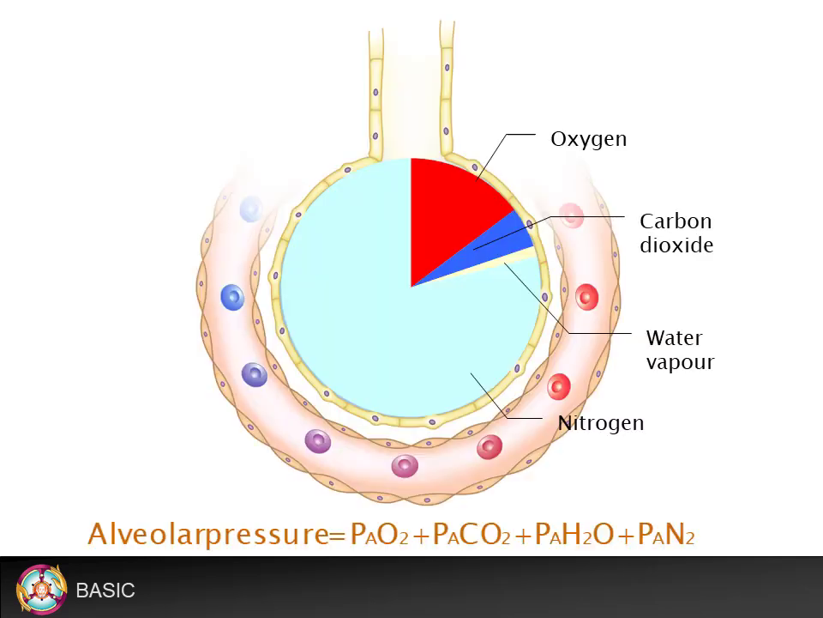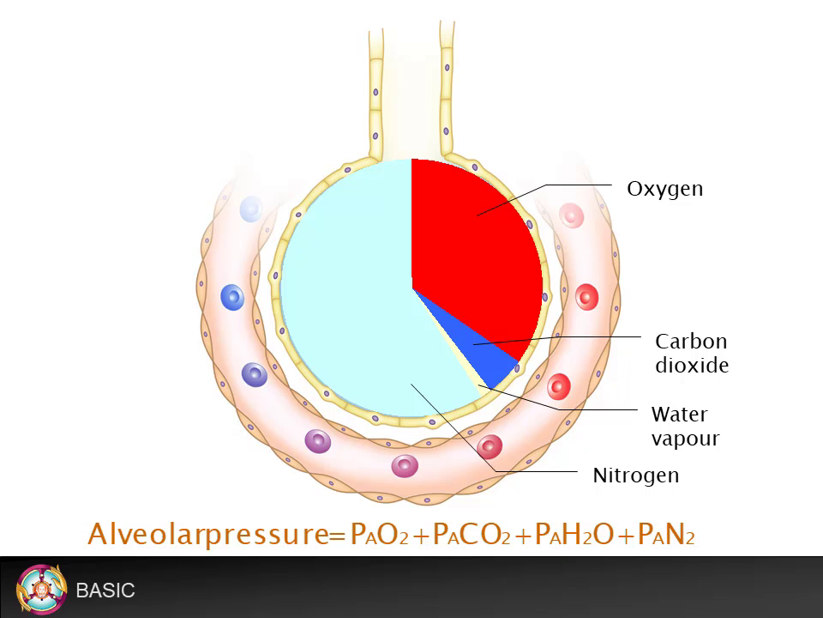The alveolar pressure is equal to the sum of the partial pressures of the gases within the alveolus, and the partial pressure of each gas is proportional to the concentration of the gas. An increase in alveolar pressure will therefore result in a proportionate increase in the partial pressure of all those gases.